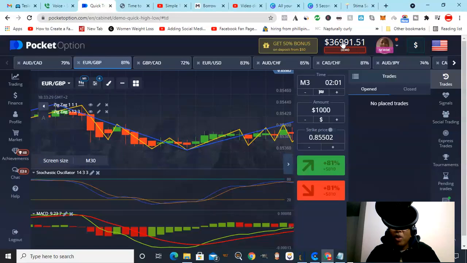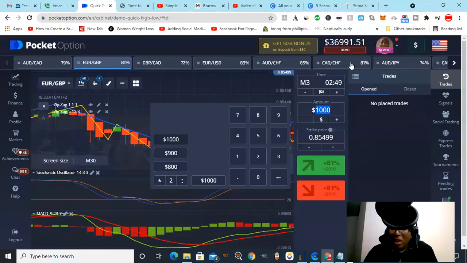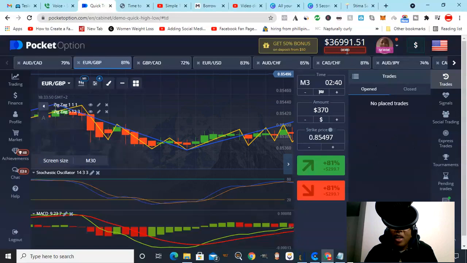Yes, 369. Okay, so we can bid 369. Let's say 370. Okay, so that's 1% of my account. Now, for seasoned traders, you can go as high as 10%. For newbies, keep it between 1 and 5% because you don't want to blow your account. And that gives you a chance to recoup your losses.